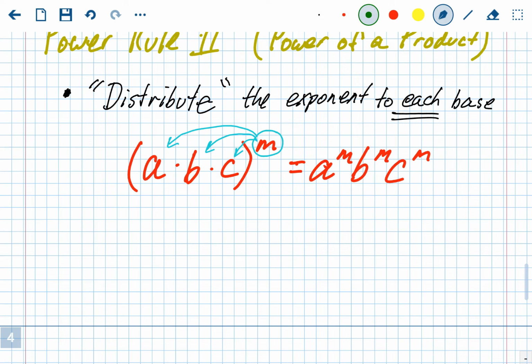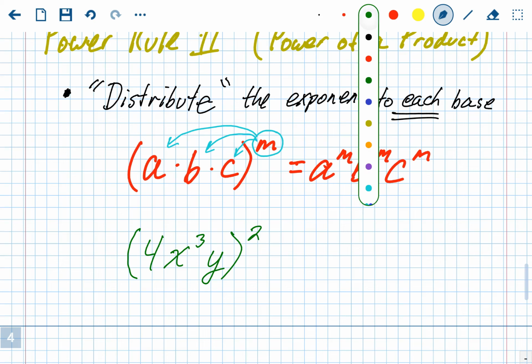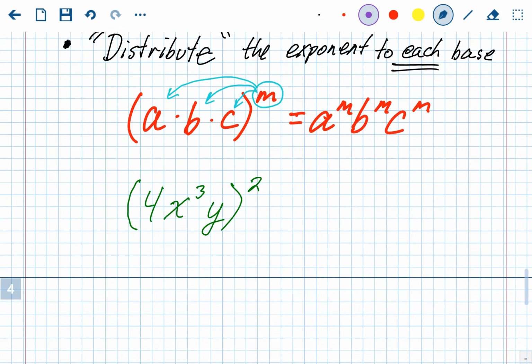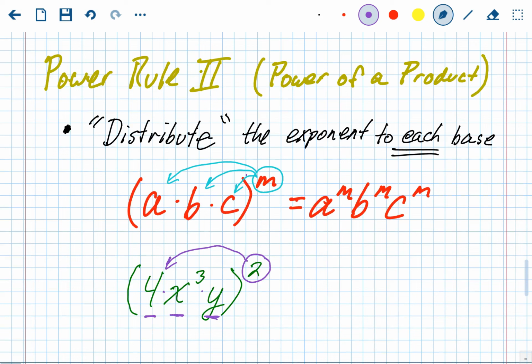All right, so let's look at our example with numbers in it. Let's say we have 4 times x to the third times y, and then we're going to raise that whole thing to the second power. So 4x to the third y raised to the second power. Okay. A lot of people mess this one up because they don't realize that 4 is a base. There's 3 bases here. There's 3 separate bases being multiplied together. So you have 4 as your base, you have x as a base, and you have y as a base. So when you distribute, you are raising each of the bases to the second power.